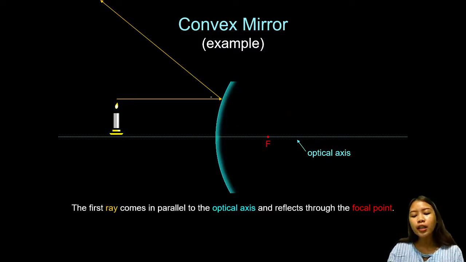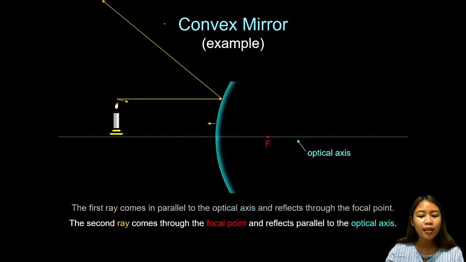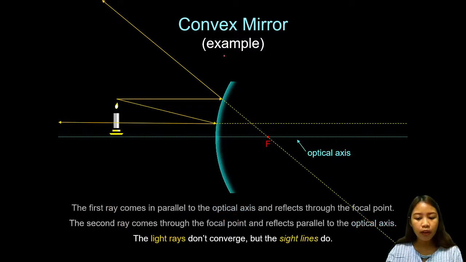Please take a look here at our first incident ray. For our first incident ray, this is parallel to the optical axis. And take note, our light will not pass through. Why? Because we are having here the reflection of light, not the bending of light. So, the light reflects, it bounces back. But our reflected ray, if we extend it, is aligned to our focal point. Straight, turn, you will see it aligns with the focal point. Okay, next.